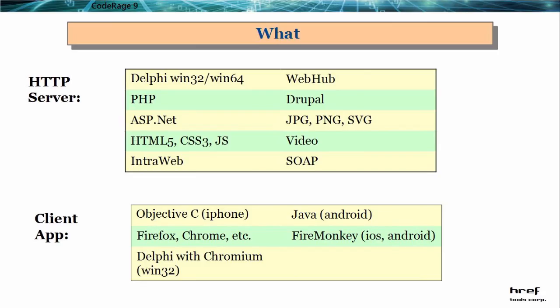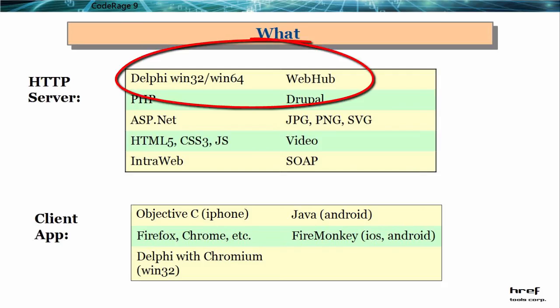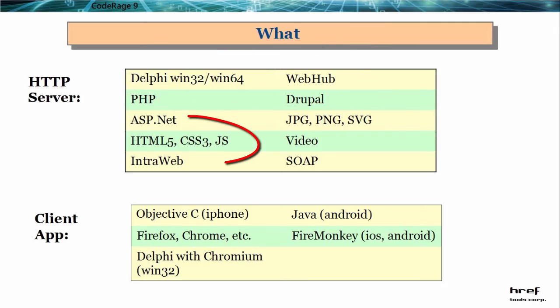In a web-centric application, the server cluster delivers dynamic and static content over HTTP. This content can be prepared and served by a wide range of technologies. Only a selection is shown here on this slide. Taylor Technologies chose to use Delphi Win32 with WebHub, plus HTML5, CSS3, JavaScript, and of course graphics and video.